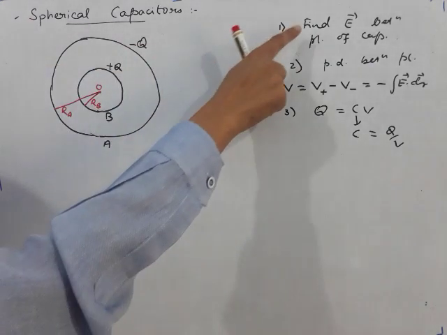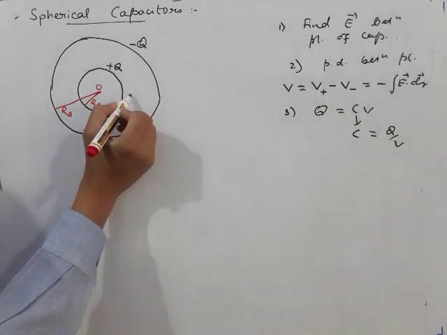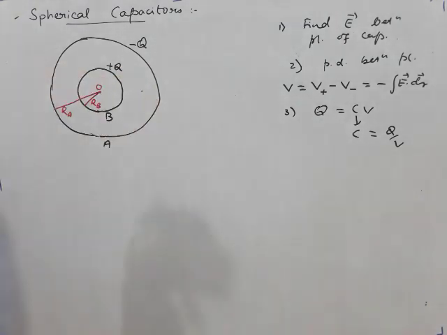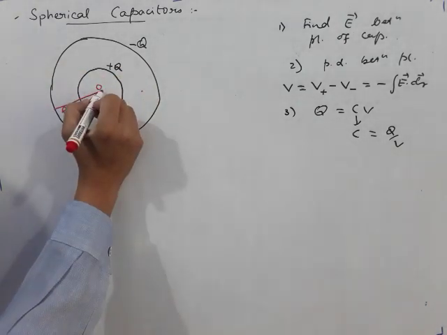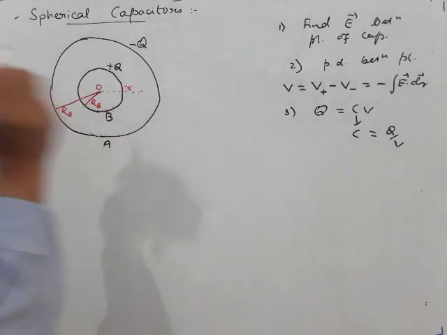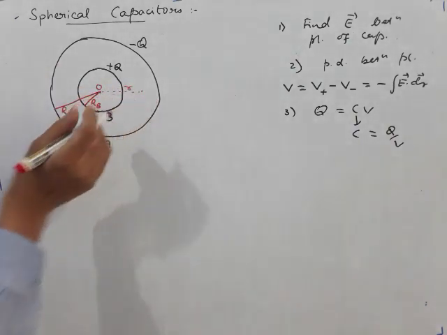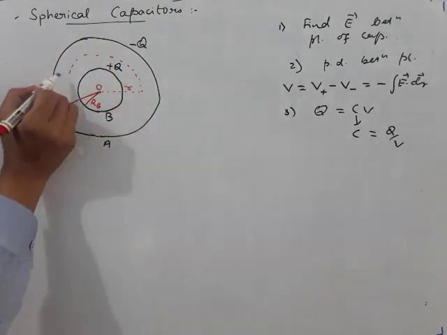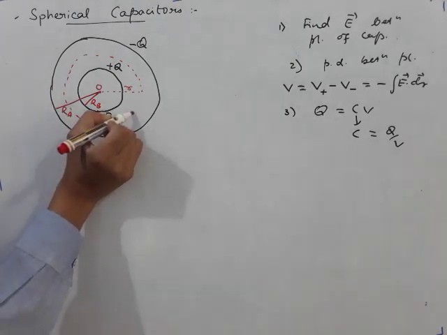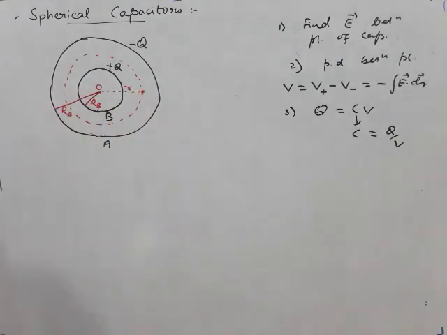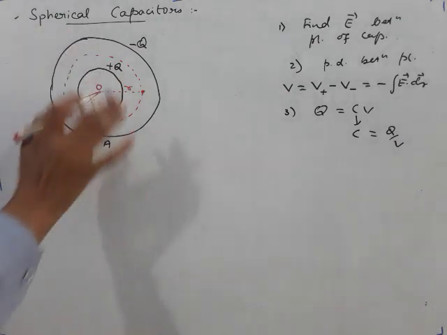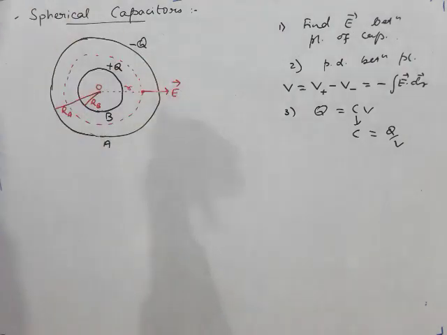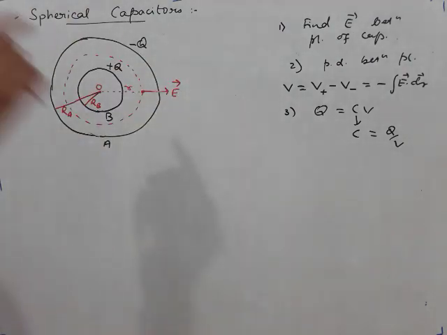Okay, first step, you have to find the electric field between the plates of the capacitor, that means in this region. In this region, choose any point. Let its distance be r from the center. To find the electric field, we will use Gauss law. So we will draw the Gaussian surface in the form of a sphere passing through the point where you have to find the electric field. Now it is a symmetrical figure, so the electric field at this point must be in this direction. Let it be represented by the E vector.